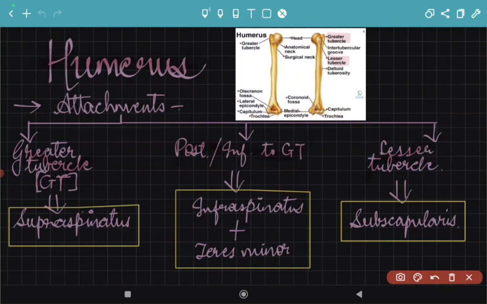Let's begin with Series 2. Study of the bone, humerus. Let's have a look at the attachments of humerus.